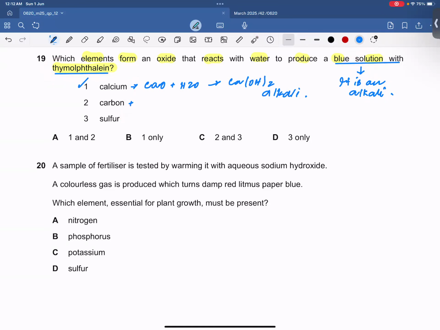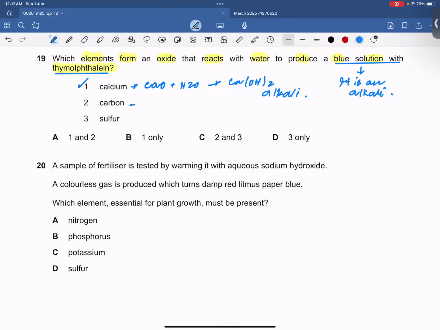and it's your alkali. And this alkali shows blue color with thymolphthalein, right? Carbon is insoluble in water and cannot react. So option 2 is incorrect. Sulfur, hold on. Let me give you another explanation.